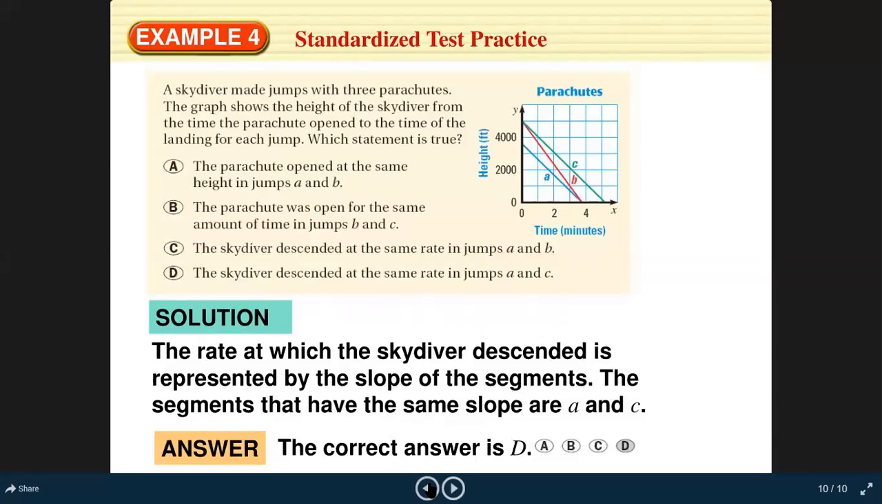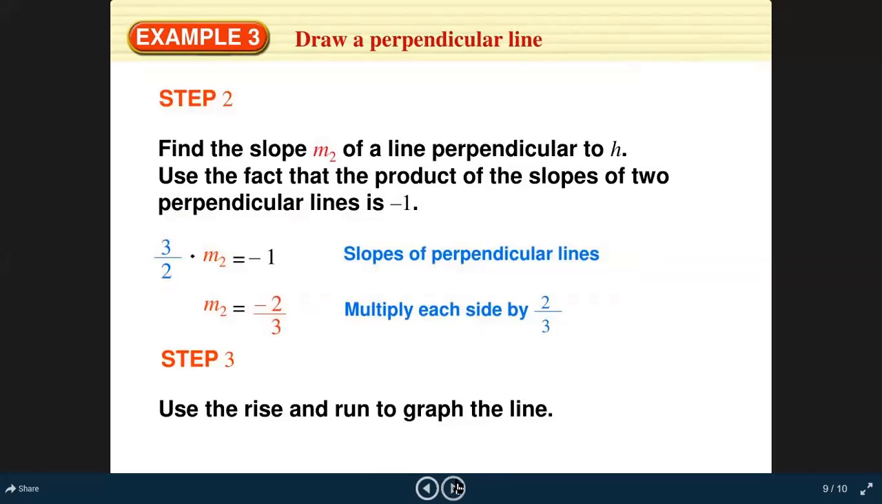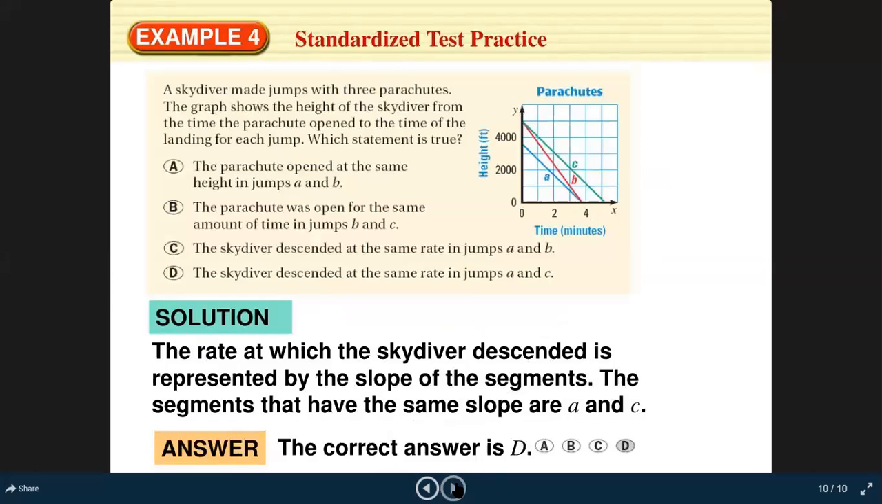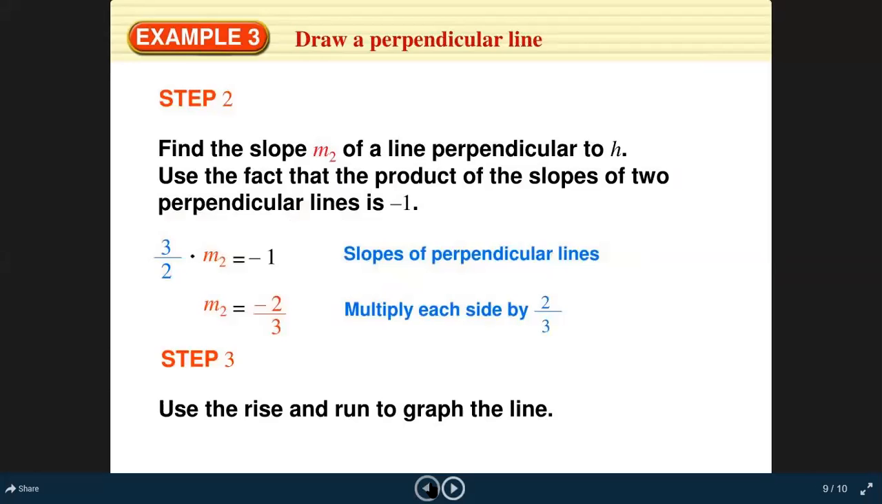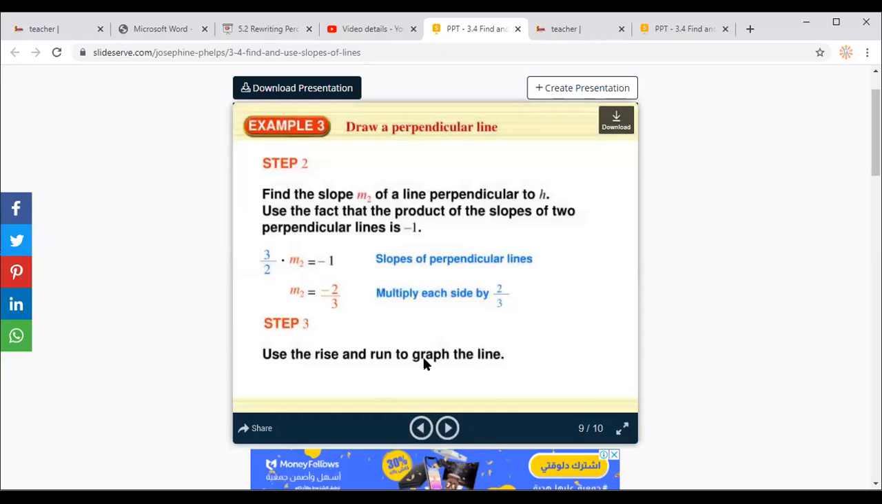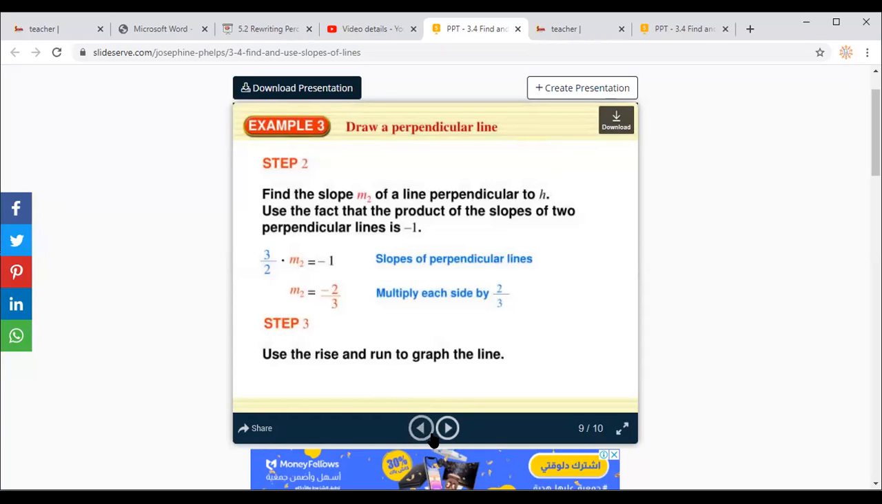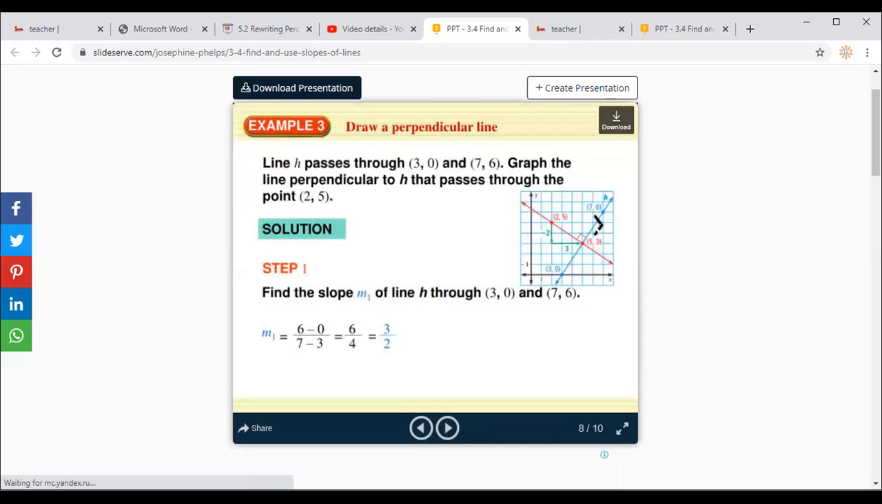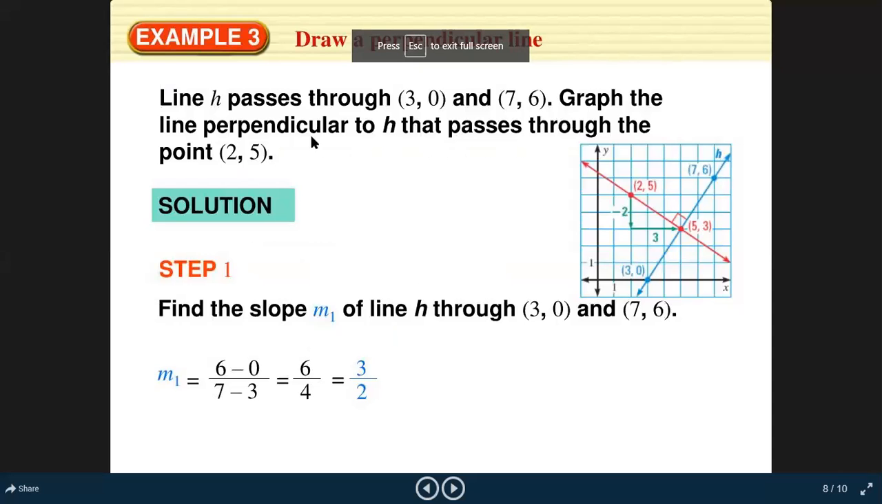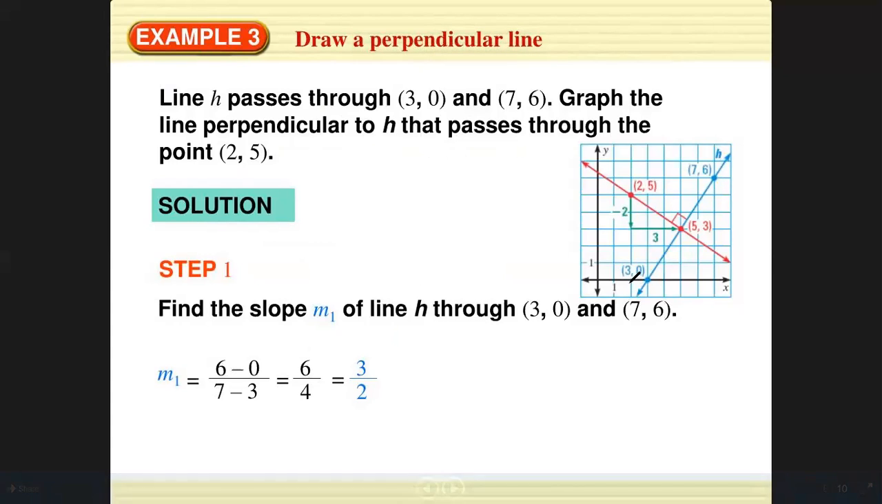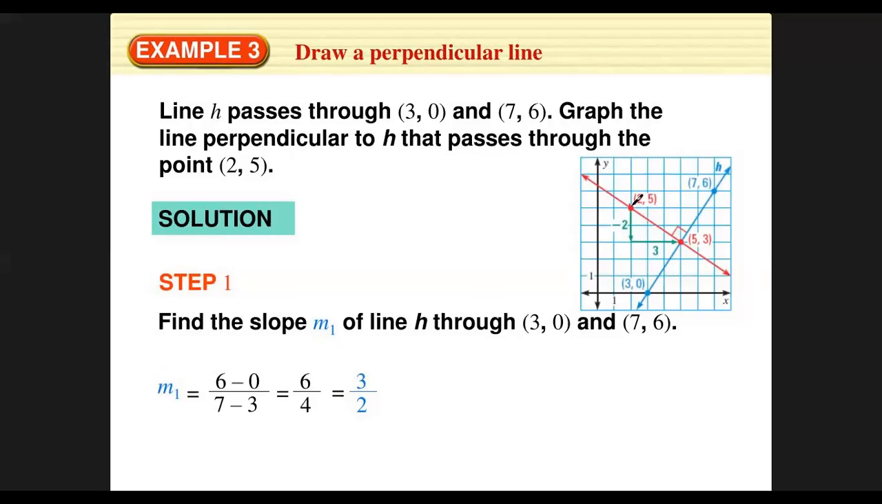Then we will go and graph another question. We are going to use the graph paper, and then we will graph it. We already have the first point. The line is passing through (2, 5), so we will go directly and stand on (2, 5). So this is 2, then 0, 1, 2, 3, 4, 5. This is the point we are going to start with.